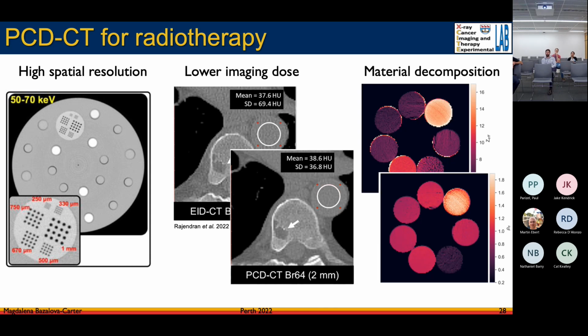Material decomposition might be useful depending on what type of radiation therapy you're performing. So for example, for low dose rate brachytherapy, even high dose rate brachytherapy, being able to identify your tissues more accurately might actually be beneficial. You might end up with more accurate dose calculations, better treatment outcomes. But in general, I'm not sure if any of these things actually matter for radiation therapy.